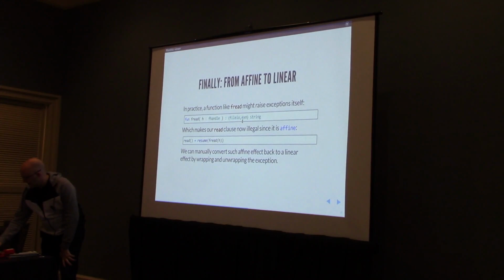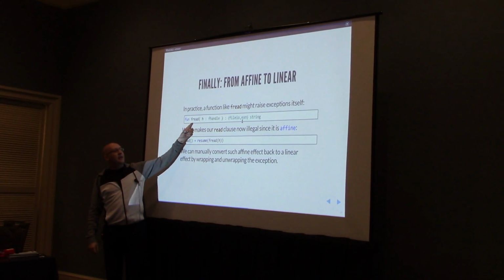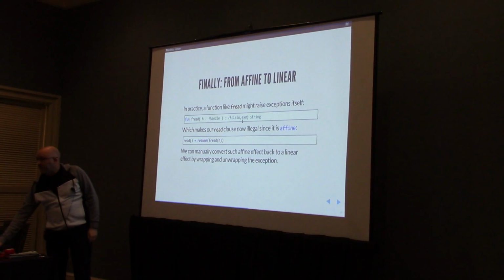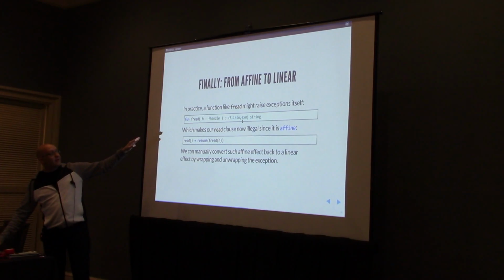Oh man, the time flies. The file example is very restricted because I didn't show that you could do any exceptions in there. And usually, file reading can itself have exceptions. And then it means that you can't implement a clause like this because now you raise exceptions in your own handler. Well, you can actually get around that by doing a complicated wrapping and unwrapping, but it shows you can get from affine back to linear if you're going to be explicit about it.